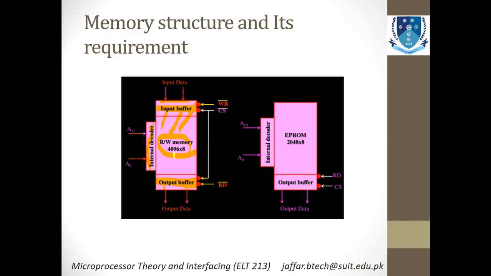So this is basically a read-write memory, and this is basically the EEPROM memory. This is a random access memory, but read-only, though erasable and programmable. So you can see that this is slightly different. There is no input buffer over here. This is the small difference between the read-write memory and the EEPROM memory.